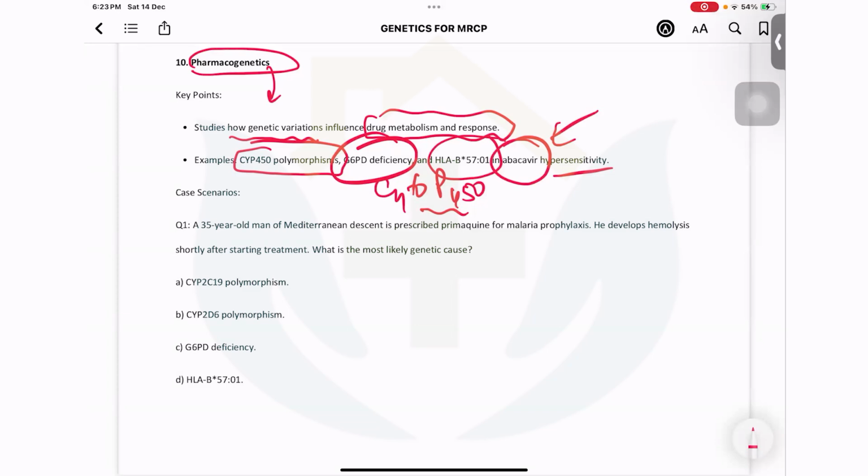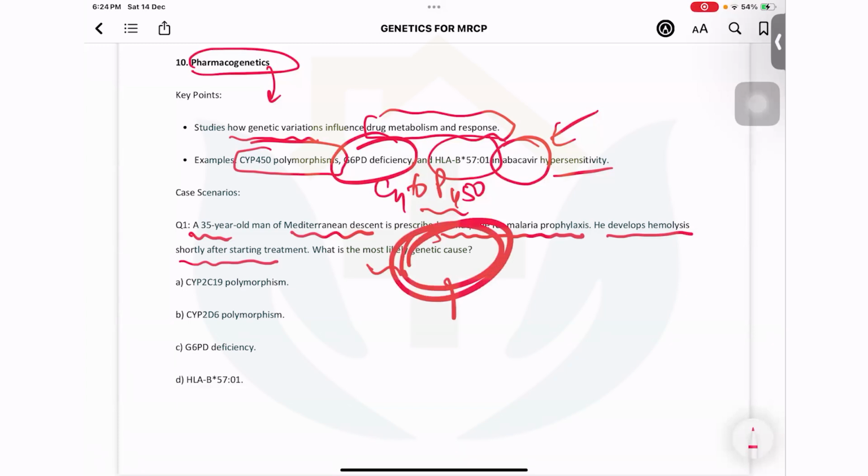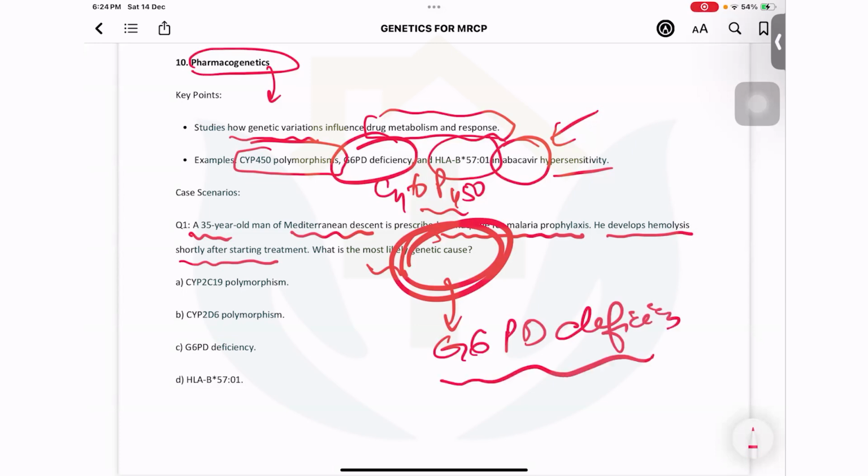A 35-year-old man of Mediterranean descent is prescribed Primaquine for malaria prophylaxis. The moment the patient was given Primaquine, the patient develops hemolysis shortly after starting treatment. What is the most likely genetic cause? So what is the answer? G6PD deficiency. So they do not have this enzyme in their body.